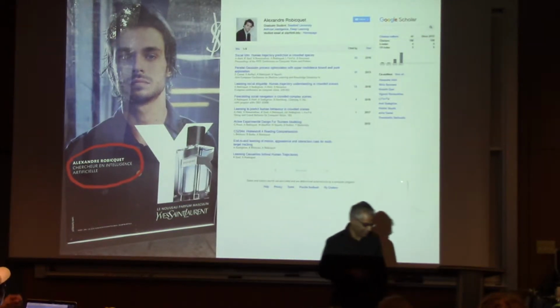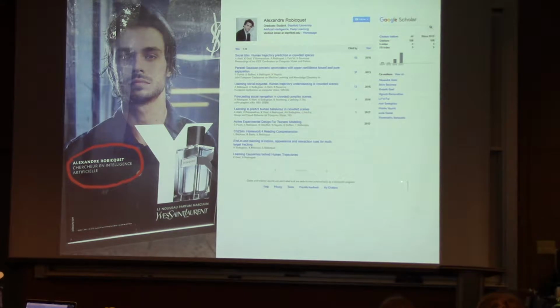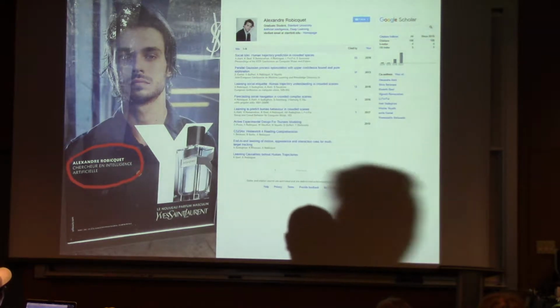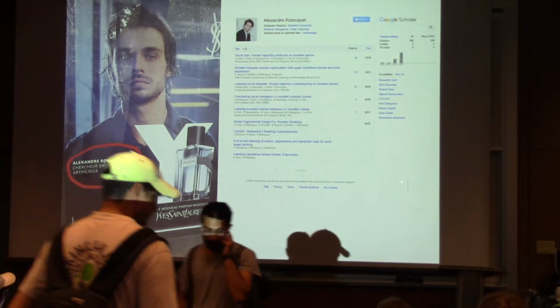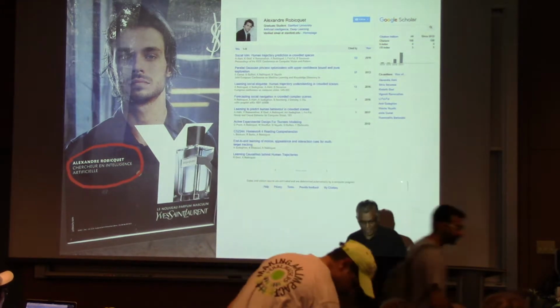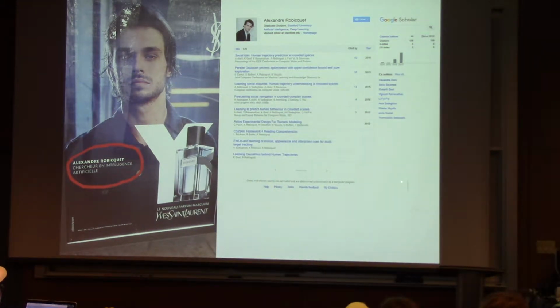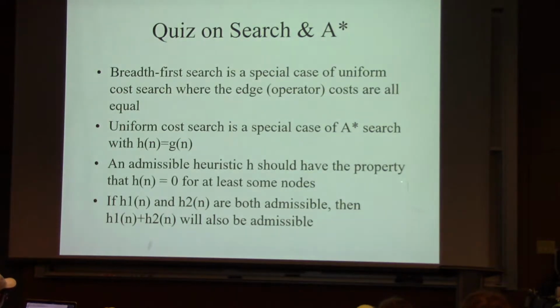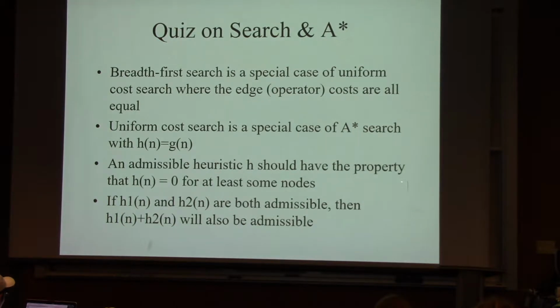That's the latest story. Anyway, what we are going to be doing first is to try to get you to remember all the things that we learned about A-star search, and then basically we will go from there. Okay, let's just go through this quiz one by one. The first one: breadth-first search is a special case of uniform cost search where the edge operator costs are all equal.